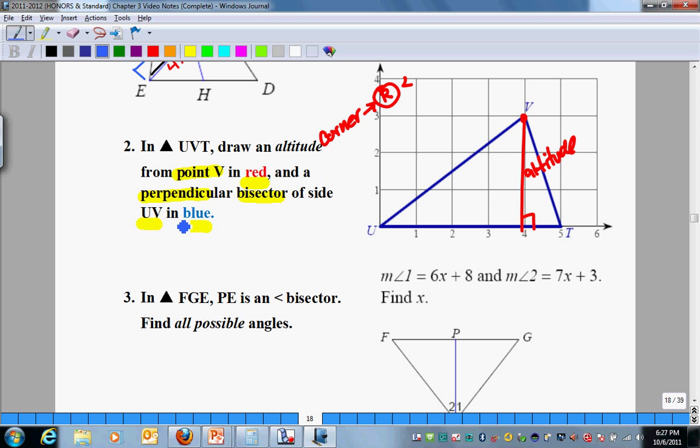Perpendicular bisector of UV. So the first thing I'm going to do is trace UV. I want a perpendicular bisector, so bisector means it goes through the middle, so I eyeball the middle. And then I'm going to draw something that goes through the middle but makes a right angle. Don't forget the hatch marks. Makes a right angle. That's the perpendicular bisector.